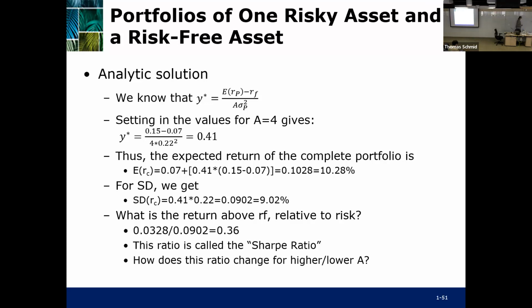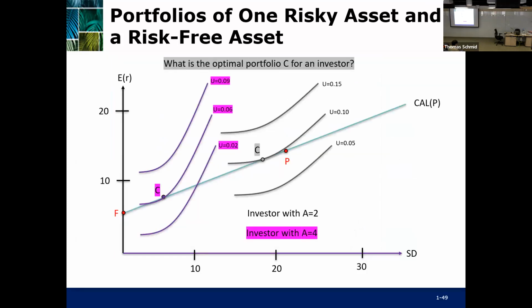But as we said before, the reward to risk ratio for all complete portfolios, for all points on the capital allocation line, is what? The same. Right? The slope is the same here and here. So the reward to risk ratio is simply the slope of the capital allocation line, and this would be the same for all complete portfolios in this universe. Every point on a line has the same slope.